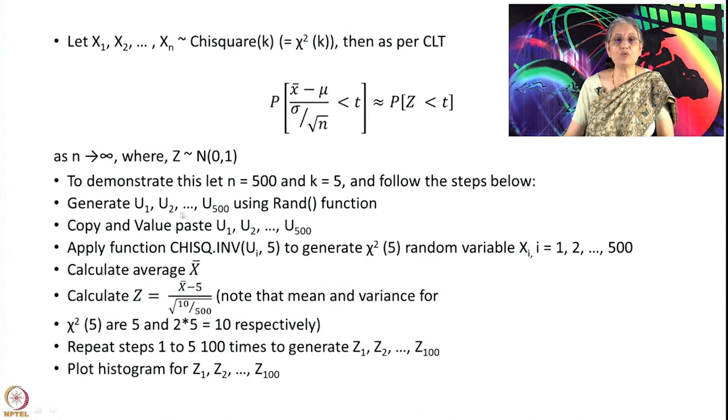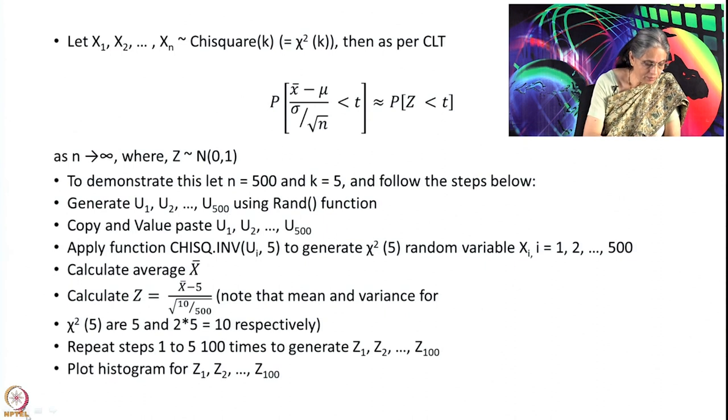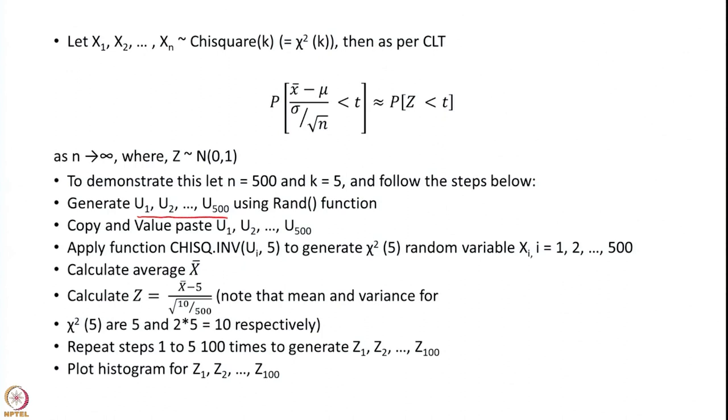We first generate uniform random variables using the rand function, 500 of them. Then we copy the values and value paste them here, because with every operation on the Excel sheet, these numbers tend to change. If you do not continue with these functions, these values tend to change. So, we will copy and value paste them. Then we apply the chi square inverse function.